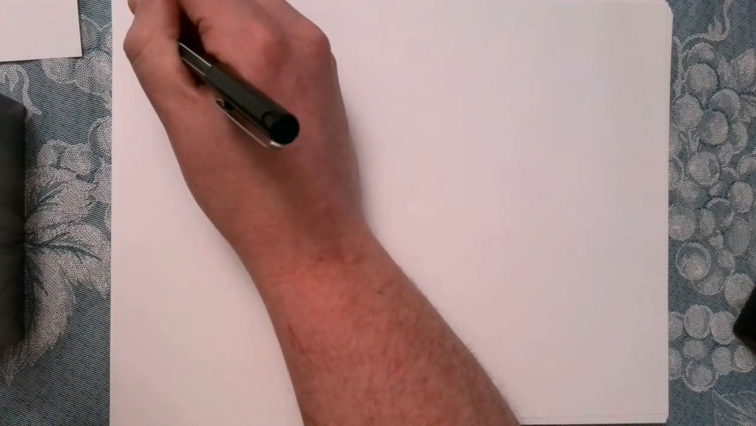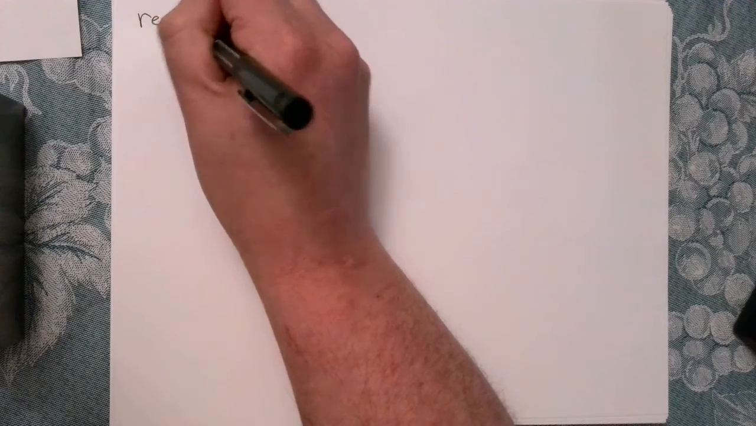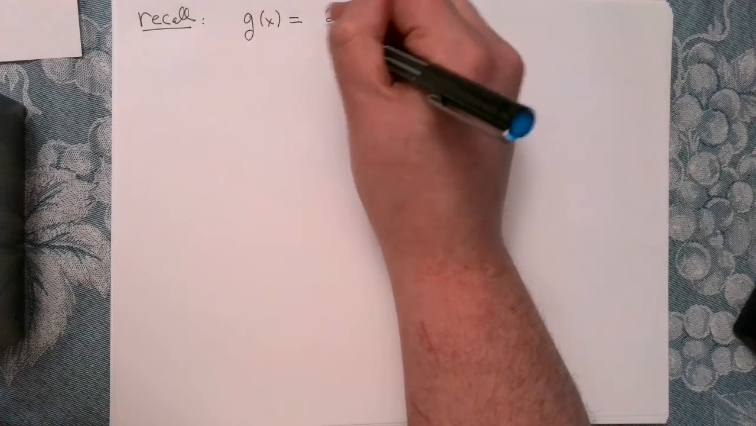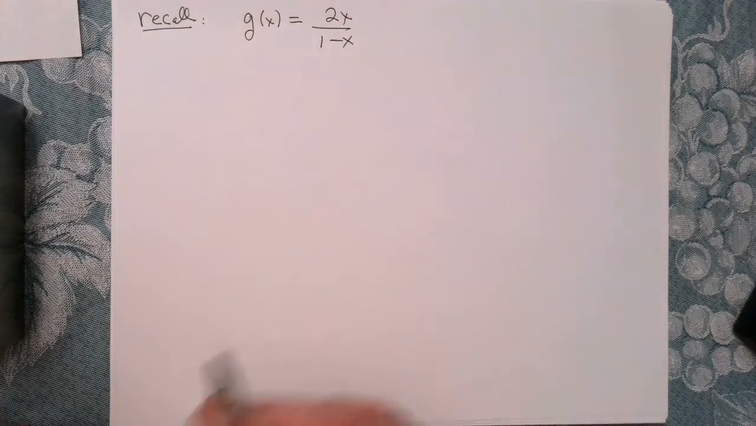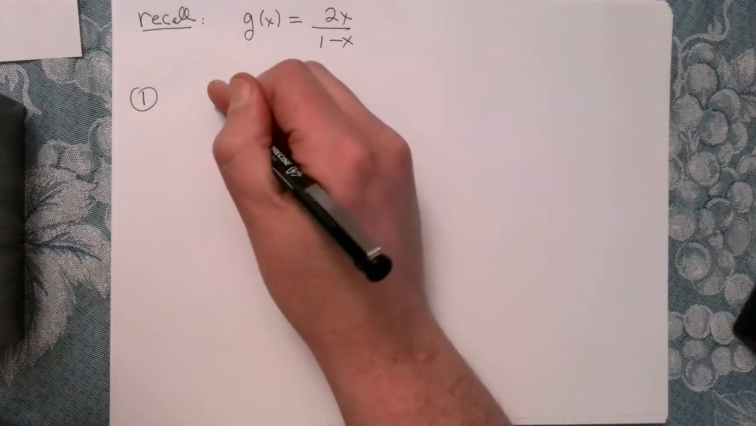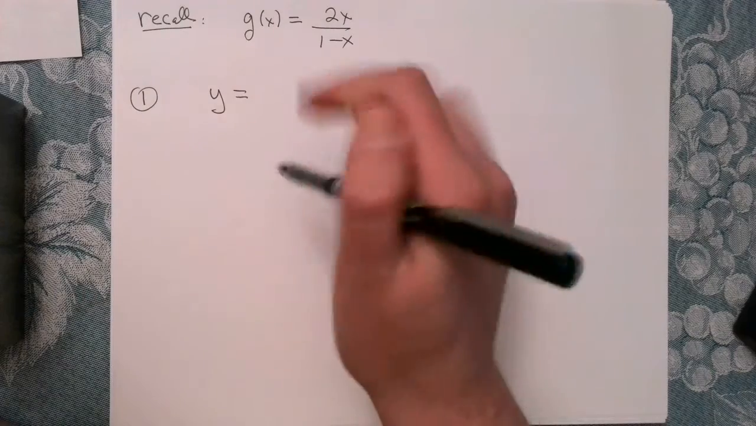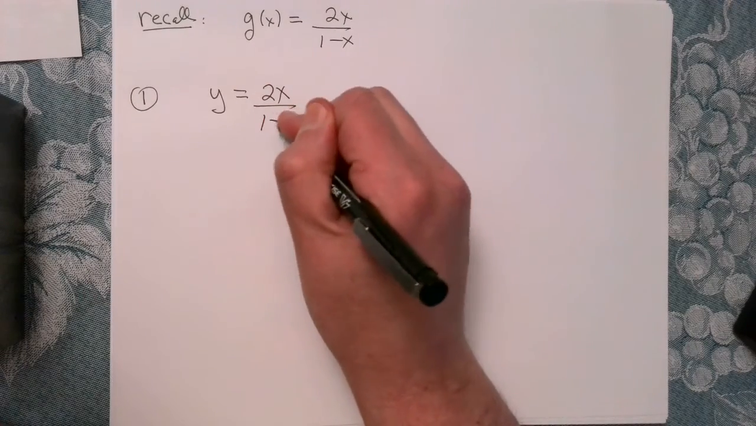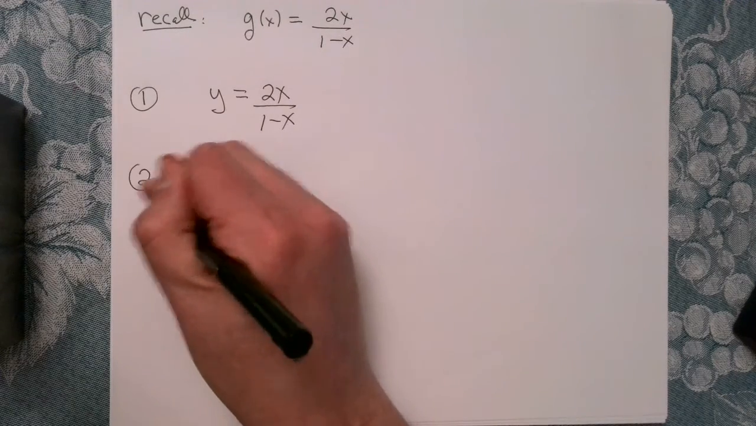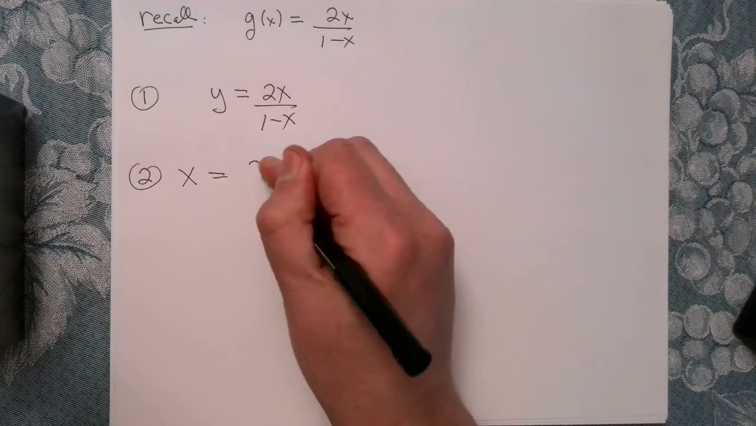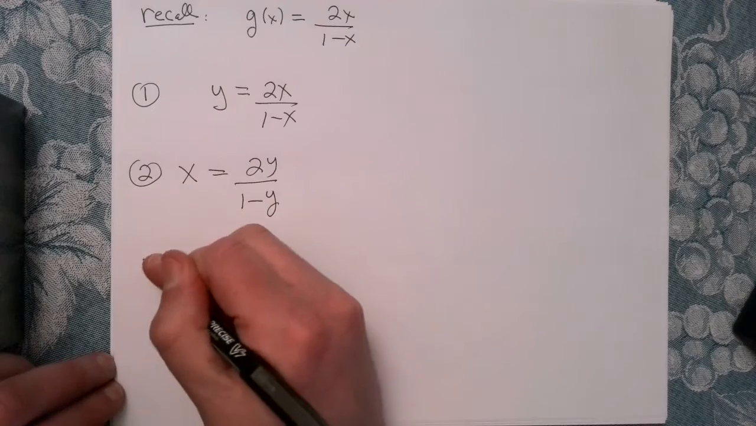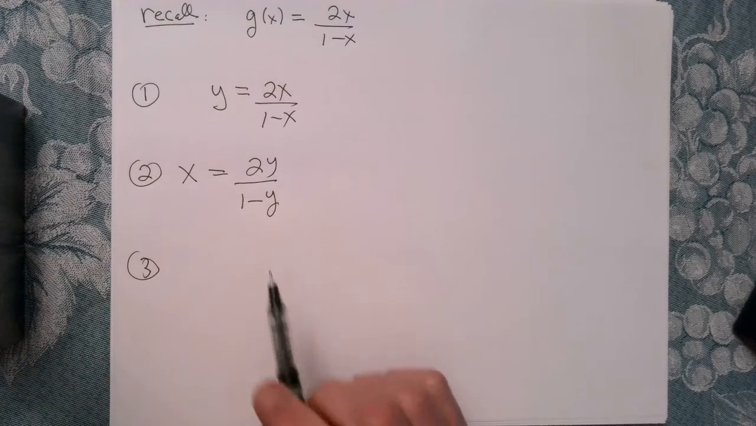Okay, so next, recall. So g of x is exactly 2x over 1 minus x. So we're going to use that 4-step process. Step 1 is to write y equals g of x. So y equals g of x. Step 2 is to interchange x and y. That, again, is because of the reflection over y equals x. And then 3, I want to solve algebraically for y.